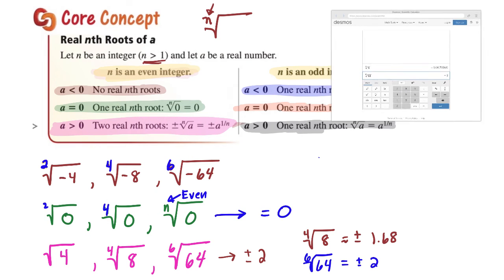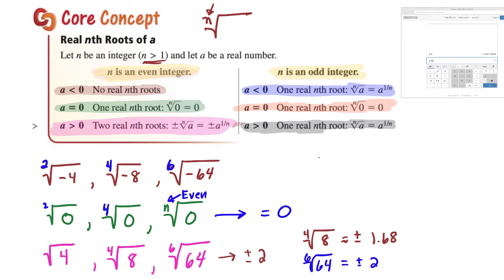Okay, so use your calculator for these. That was all of our even ones. So the even ones, we've got 3 things we have to look at. If the a value is less than 0, we get no real roots. If it's equal to 0, we get 0. And if it's bigger than 0, we get plus or minus whatever the square root, 4th root, 6th root is.